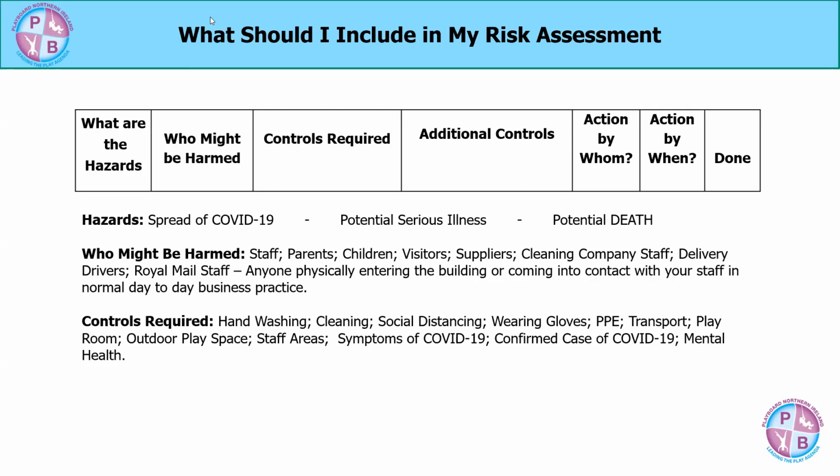And then we have the additional controls. So the additional controls basically are what else needs to happen to make sure the risk is minimized? Is there an additional layer of protection that you can apply? And again, I'll take you through some of what that might look like in the next slide.